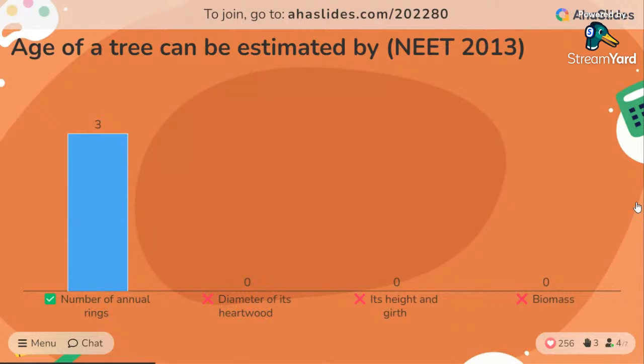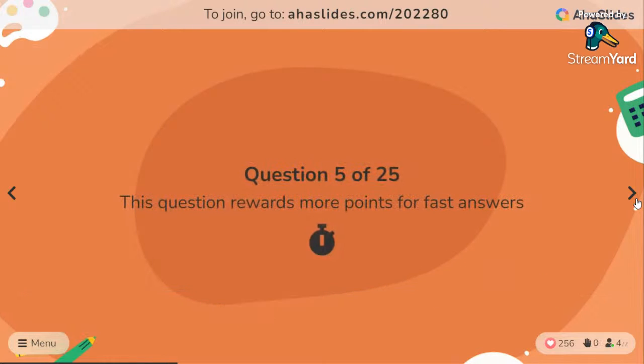Yes, it's the correct answer. Number of annual rings is the method by which you can estimate the age of a tree. So such a simple question for the NEET exam. Question number 5 on your screens.